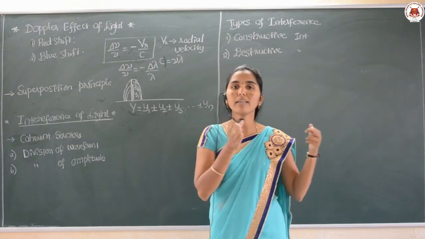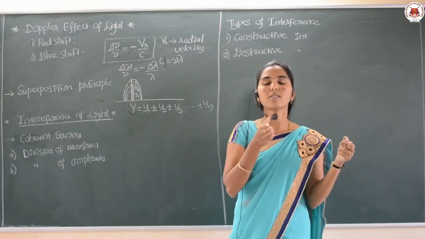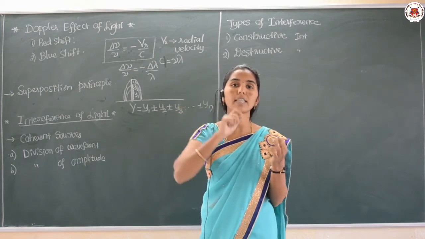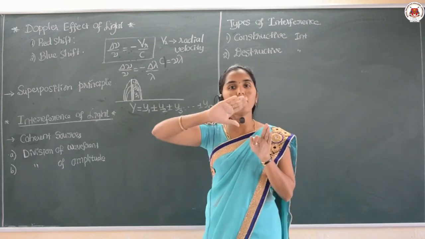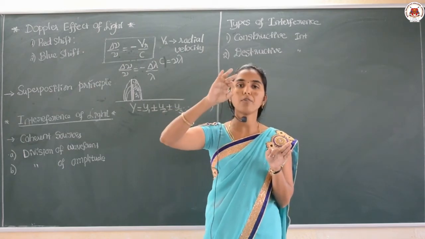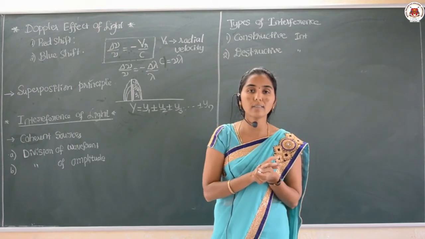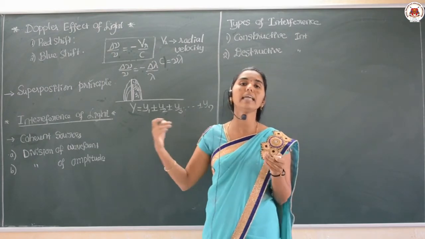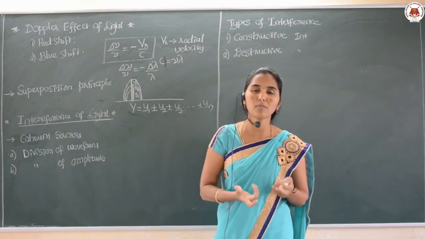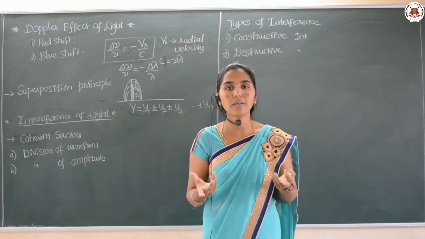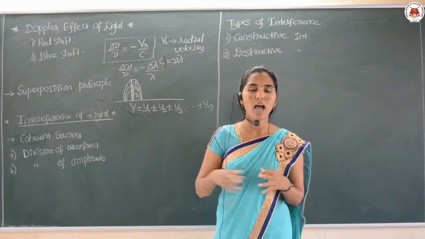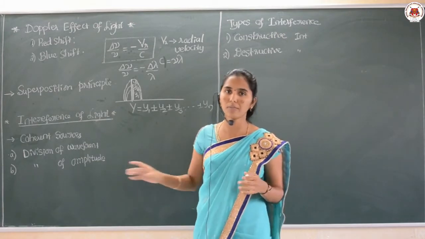And if you come to the experiments, there also in our laboratory, the formation of the Newton rings takes place. There alternate bright and dark rings will be formed. The formation of the Newton rings is also because of the interference of the light. Like this, we observe the interference of the light in some of our day-to-day life examples. I hope you understood what interference is.